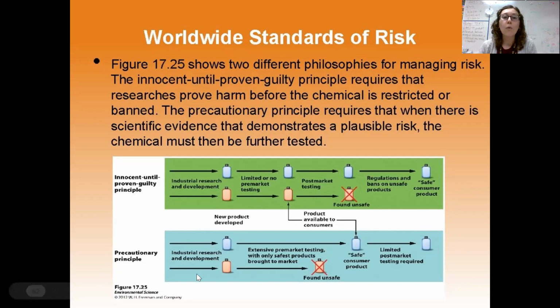In this one, once we develop a product, we do extensive pre-marketing testing, and we realize, okay, man, product orange, before it's even hit the shelf, this is not a good product. Look at all this. There are carcinogens in here. Oh my gosh, there are endocrine disruptors. Get this off the shelf. Make sure it does not get sold. So only the safest ones actually make it to market. The ones that are unsafe do not even make it out of testing.